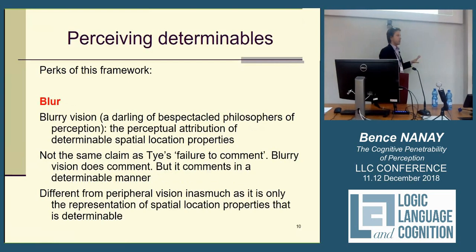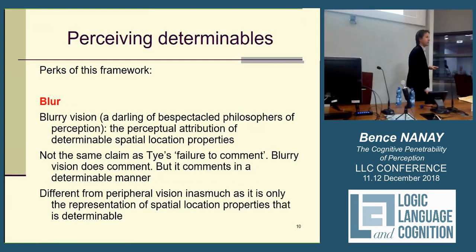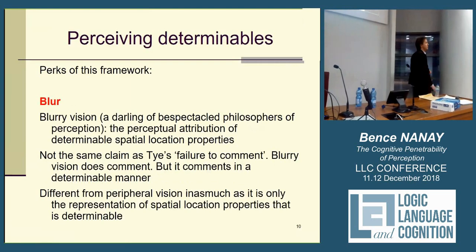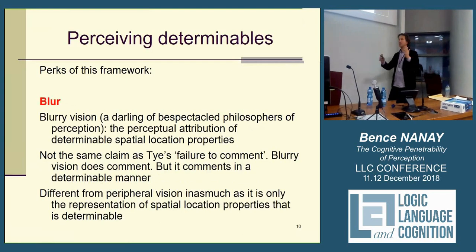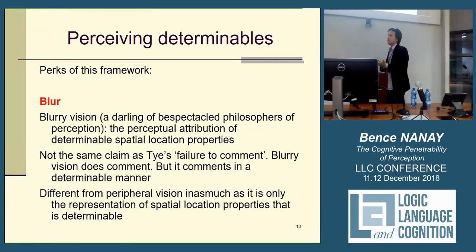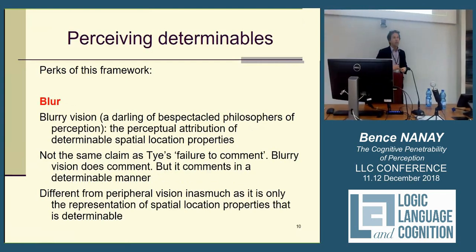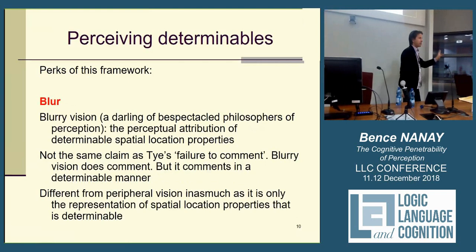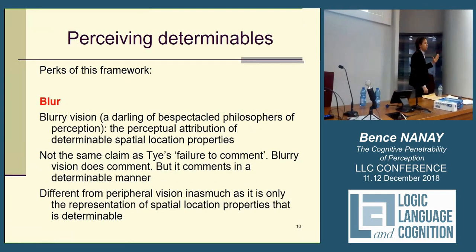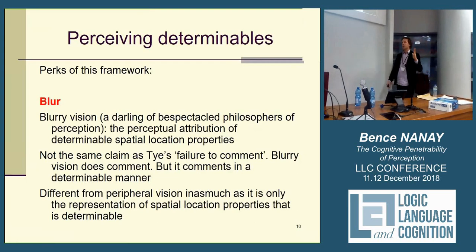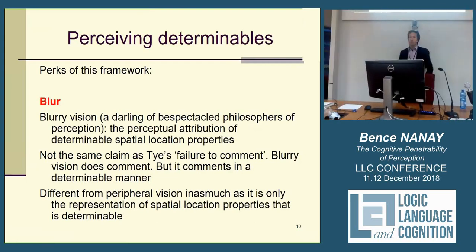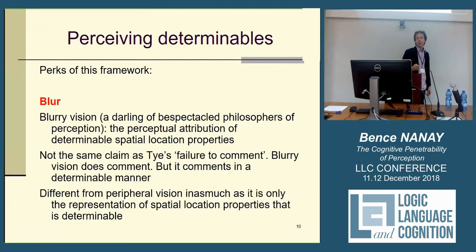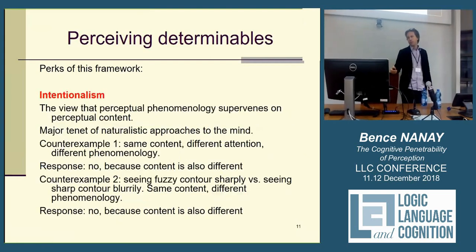So this is not the same idea as Michael Tye's. Michael Tye has a seemingly similar idea, that blurry vision is a failure to comment. That just means that it does not represent the spatial location property. My idea is not that it fails to comment on the spatial location of the contour. It does comment on the spatial location of the contour, but it only attributes a determinable property and not a determinate property to the contour. I'd be happy to talk about this.